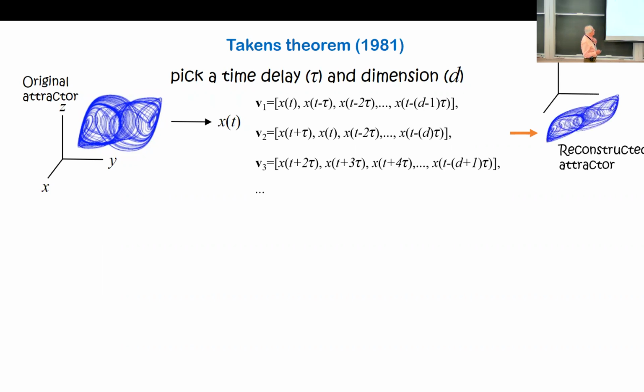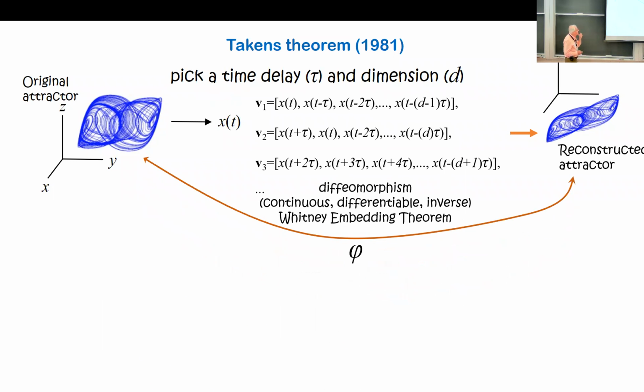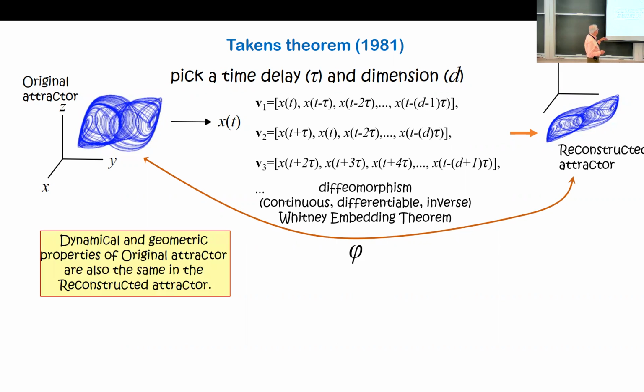What Takens did is he proved that, in fact, this reconstructed attractor with these experimental vectors is actually a diffeomorphism of the original attractor of the original system, all of which you can't see, but you're looking at a good reproduction of it. And diffeomorphism, of course, means it's continuous and differentiable, and the inverse is continuous and differentiable. And you need the Whitney embedding theorem to really prove that. Not going to get into that, but this was a big step in 1981.